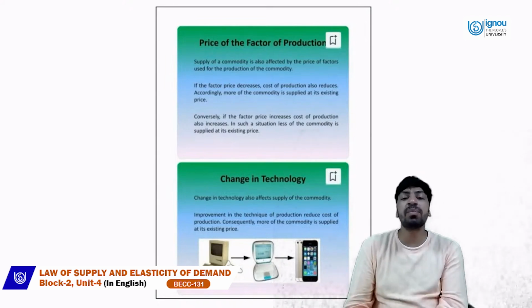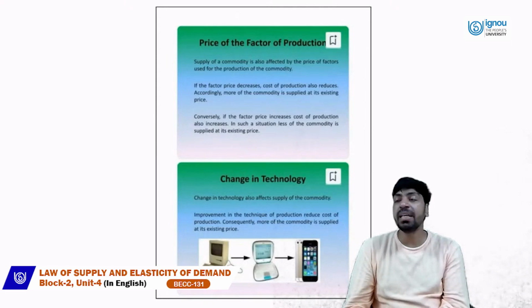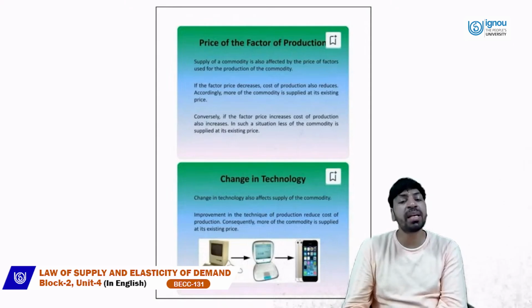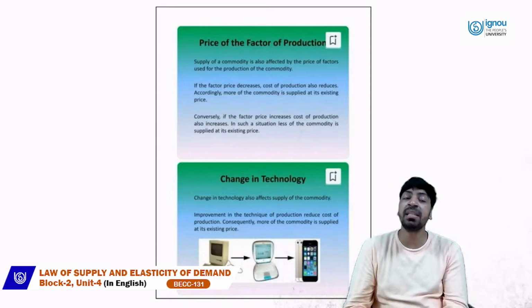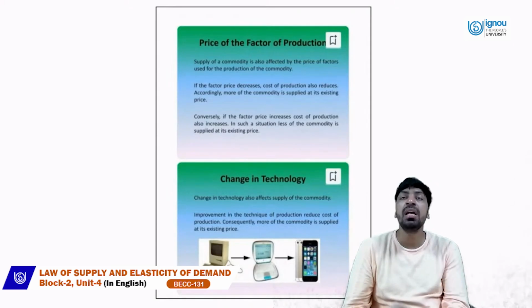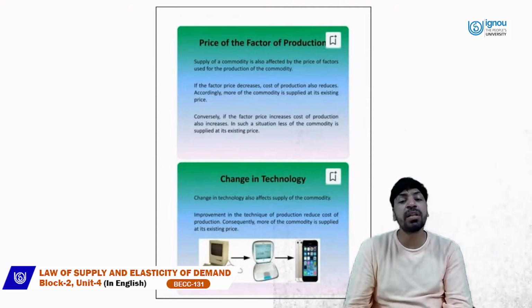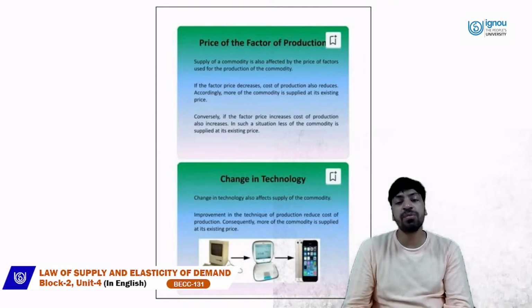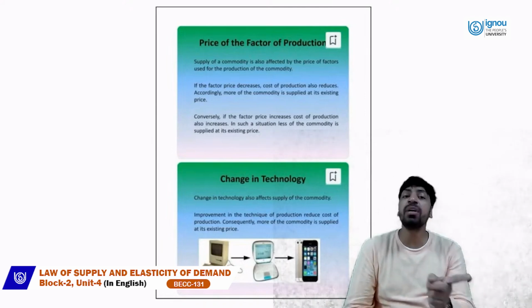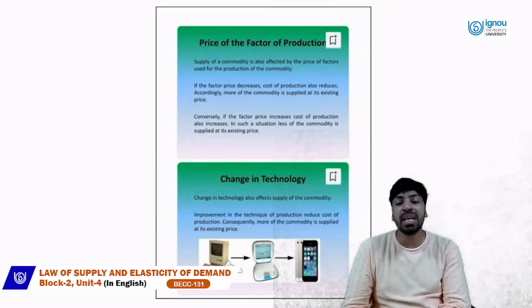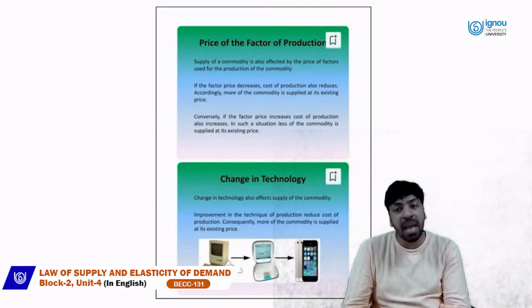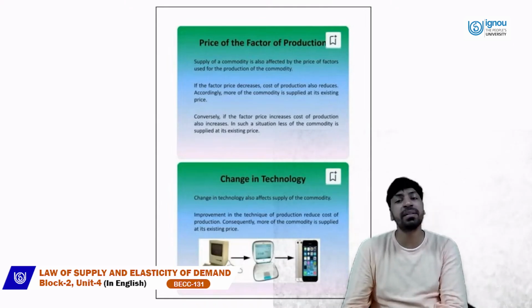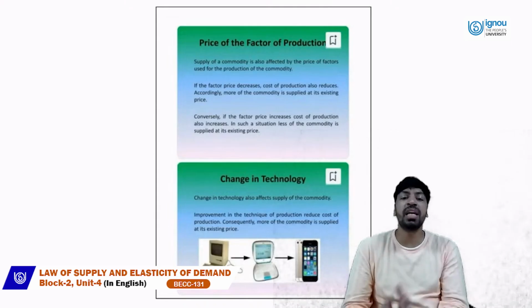So then the next concept is the change in technology. Any changes in the technology automatically affect the supply of a commodity. Either it would be an improvement in the technology, an advancement of the technology, or any improvement in the technique of production, which would automatically reduce the cost of production. If the cost of production would get reduced, it means more and more quantity will be supplied at the existing price or at the same price. That's called the change in technology.